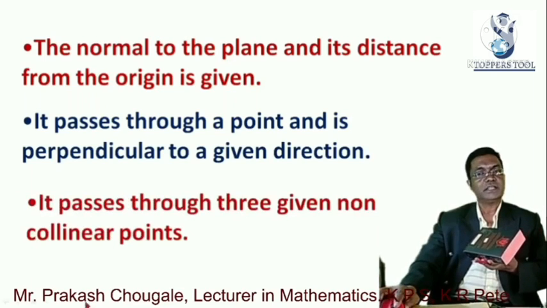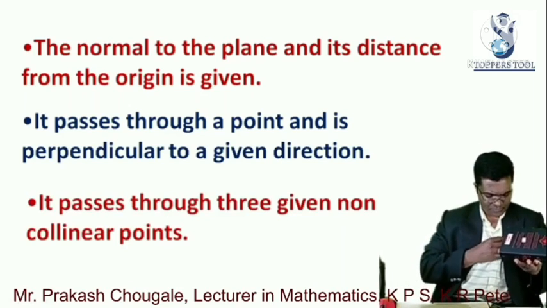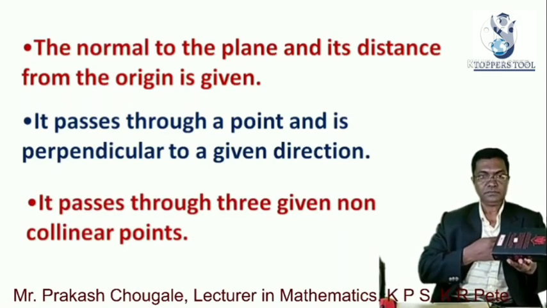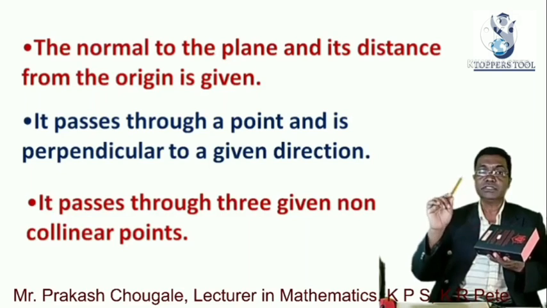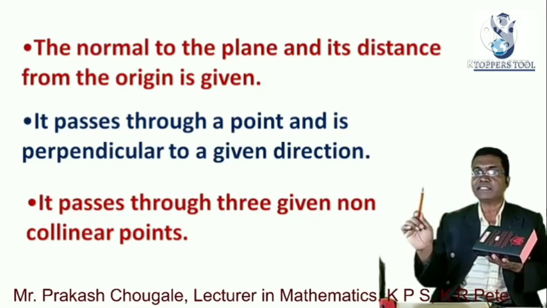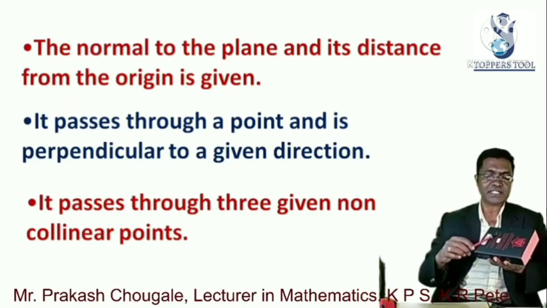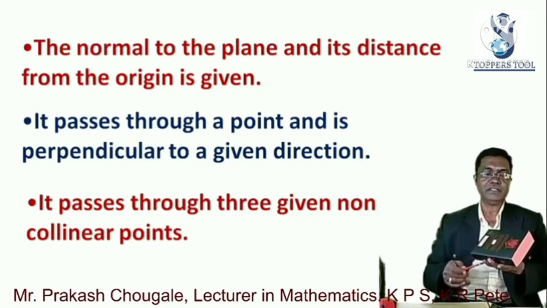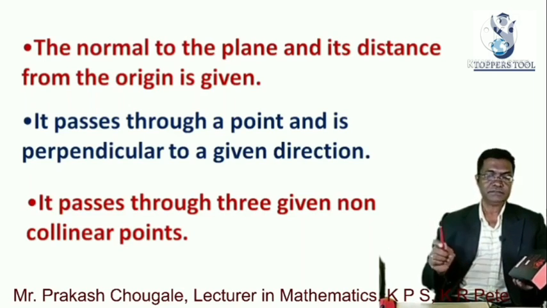The third one is, it passes through three given non-collinear points. Suppose you know that the plane is passing through three non-collinear points, meaning points not lying on the same line. In such a case also you can construct the equation of the plane. So in all three cases we will be deriving the equation of the plane.